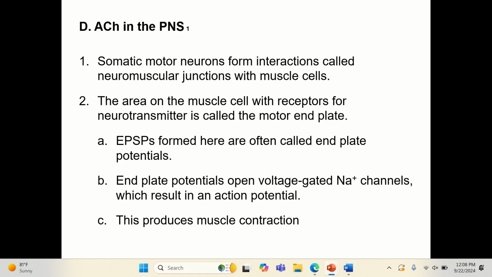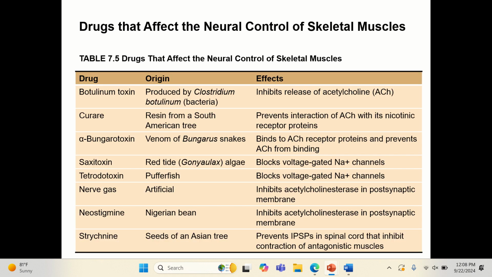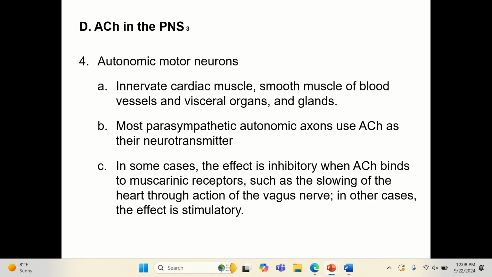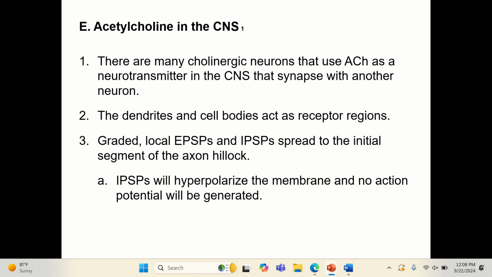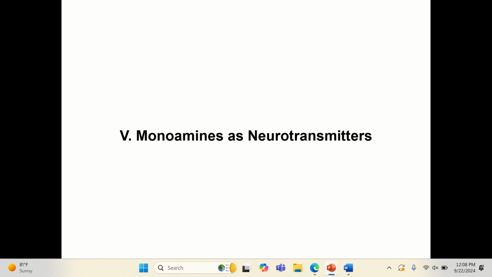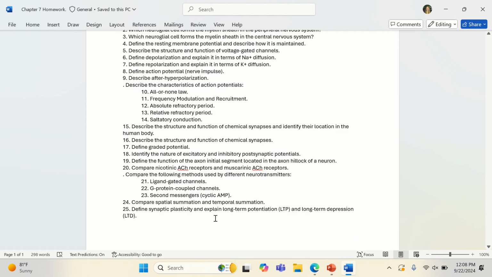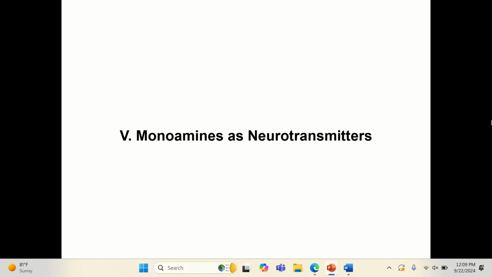Yep, let's move on. Lots of stuff. Okay, so now we've got to get to CAMs, right? These cyclic AMPs, the cAMPs. So let's look at second messengers. Now we're going to talk about monoamines as neurotransmitters. So these are going to be where we'll find the cAMP, the cyclic adenosine monophosphate.